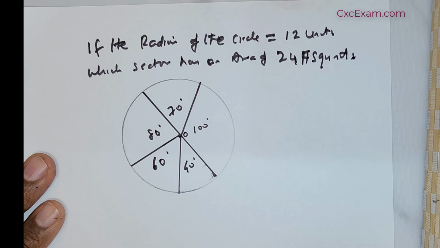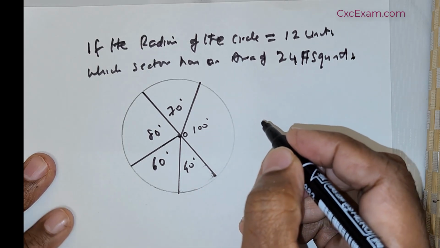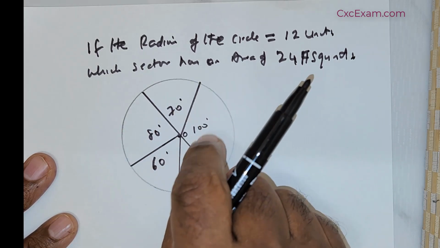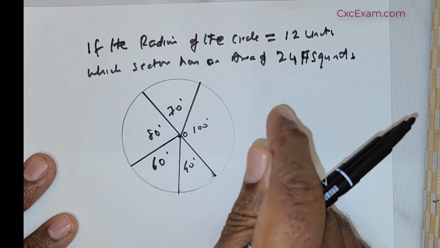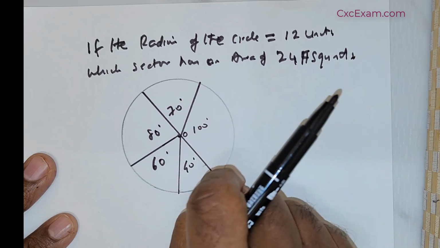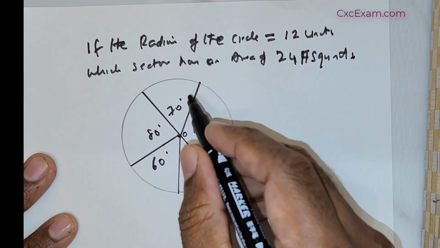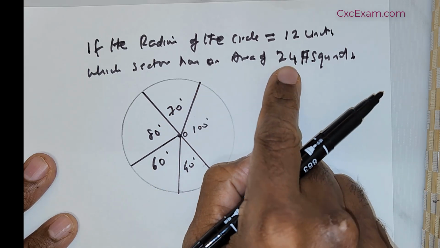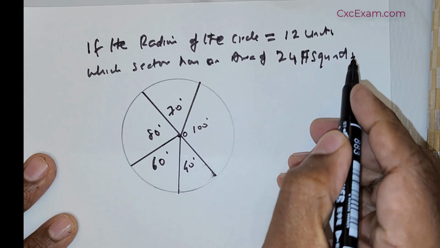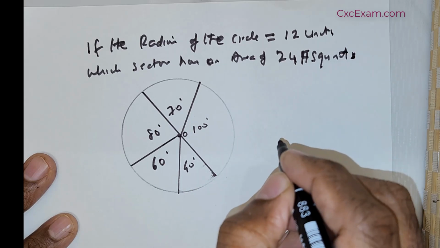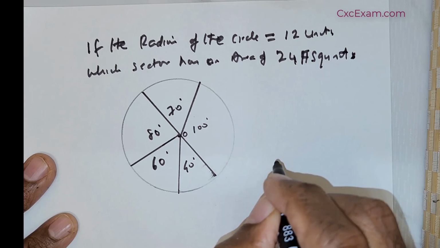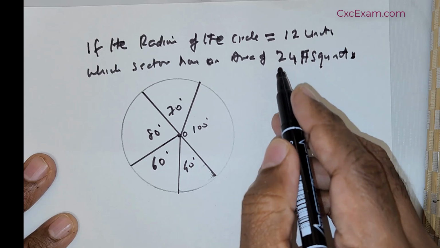Okay. Now this is a lovely question. Why do I say lovely question? See, the circle is divided into several sectors. Now if we were to apply the sector formula for each of these pieces and find out which of these segments corresponds to 24 pi square units, then it would be tomorrow's dawn. So what we are going to do is use a beautiful formula.